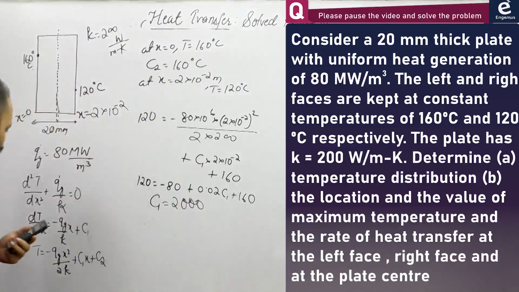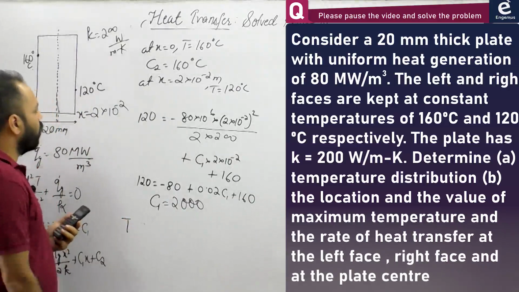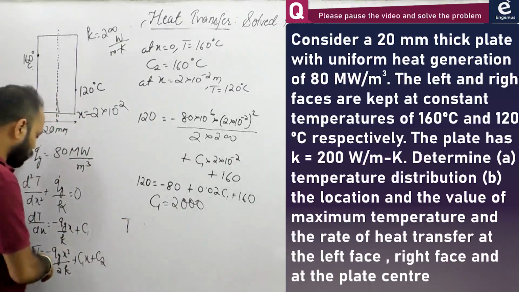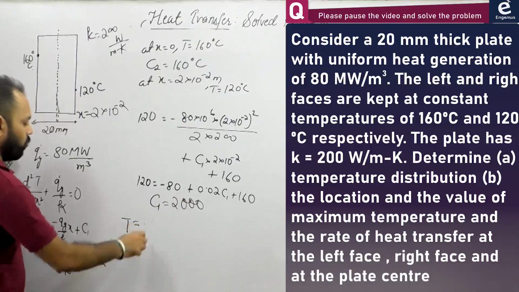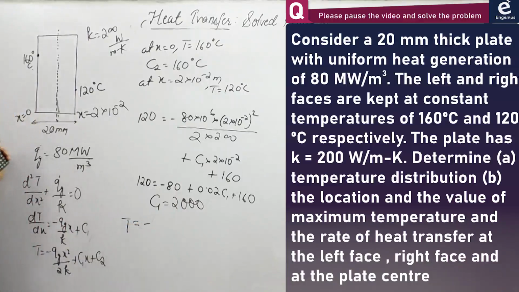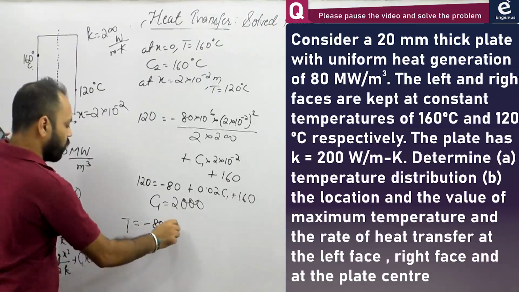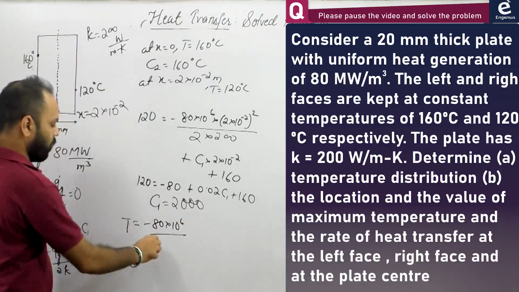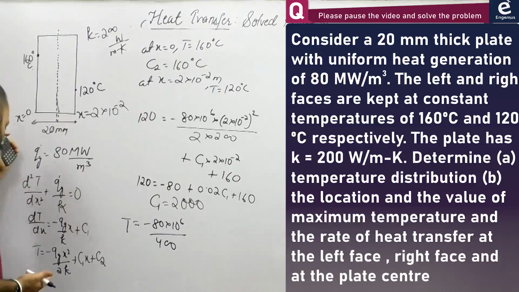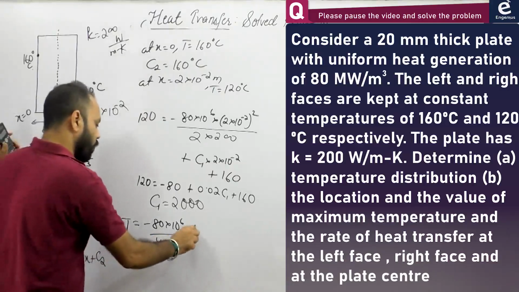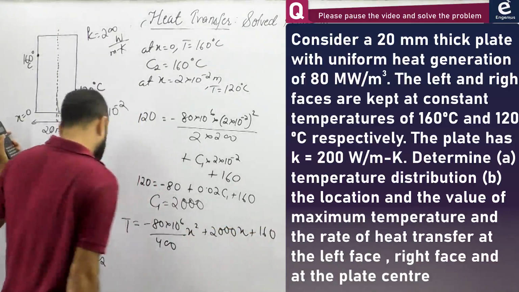Now you have C1, you have C2. Always you can write the temperature profile. So T is equal to, what is the temperature profile? This: minus qg by 2k, C1 मिल गया, x मिल गया ना. T is equal to minus qg, so that is minus qg x square, है ना. So 80 into 10 power 6, 80 into 10 power 6 by 400. Don't write this, वो L स्क्वायर लिखना था मैंने तो लिख दिया, ठीक है ना. Okay, that multiplied by x square plus 2000x plus 160. I think that is the relation.